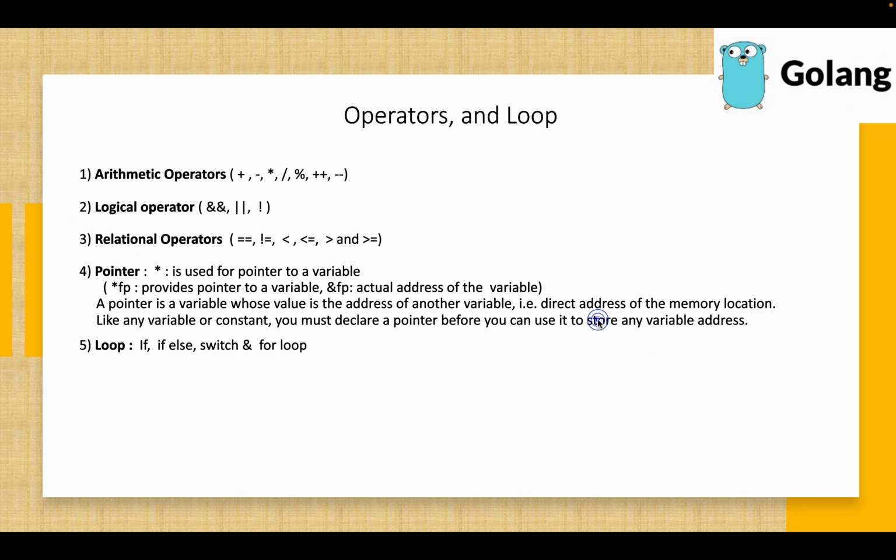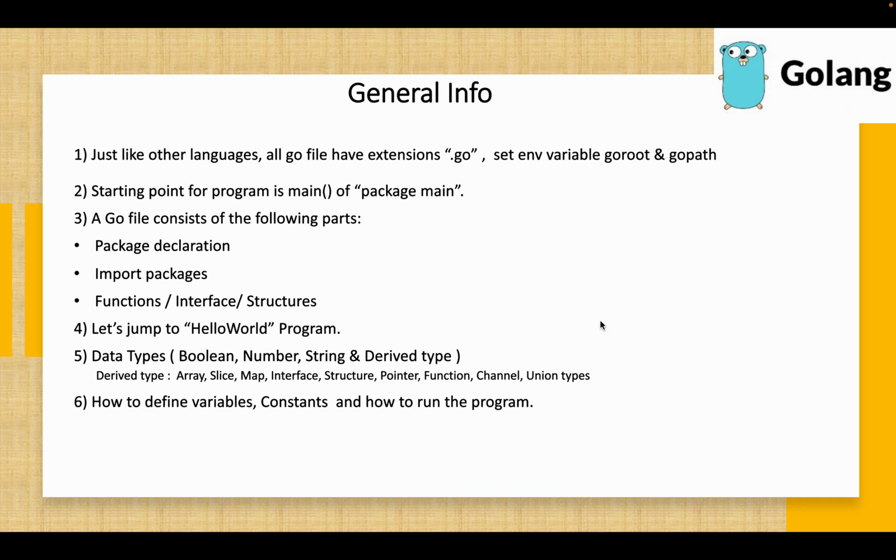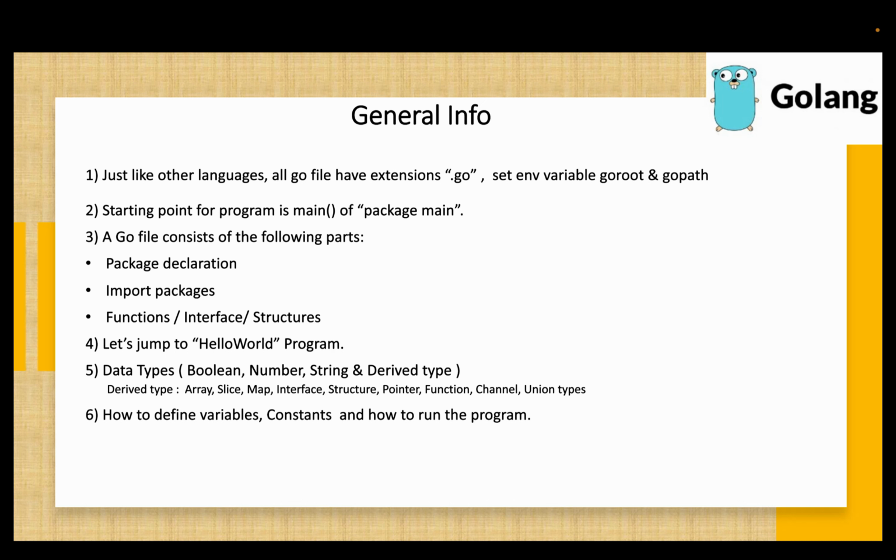Welcome back. In the last video we saw the hello world program. Now in this video we will see the data types, how to define a variable and a constant, and we will run the program. So data types: like any other programming language, Go supports Boolean, numeric, string, and derived data types.